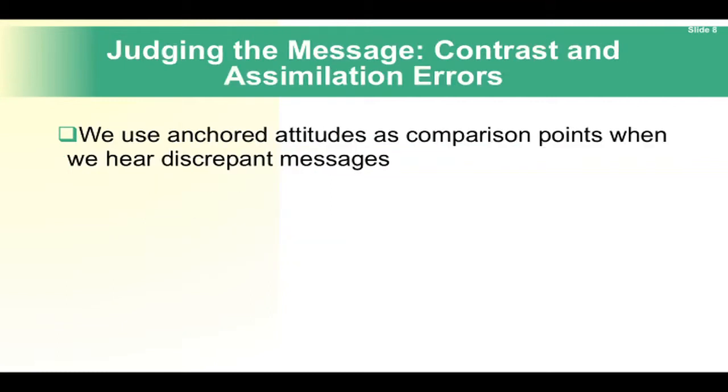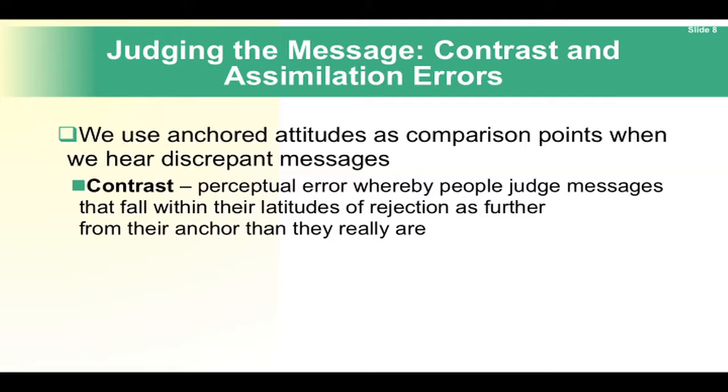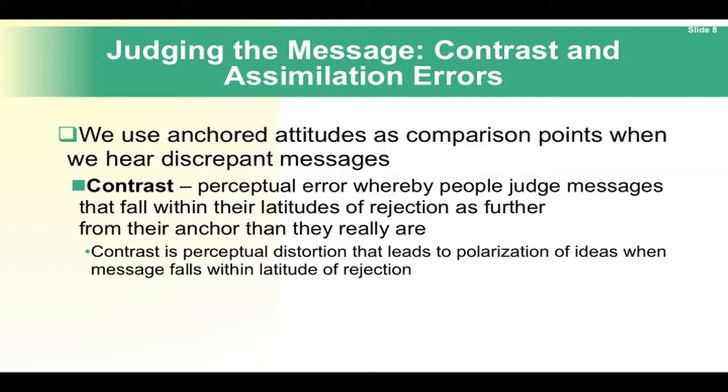Judging the message, contrast and assimilation errors. We use anchored attitudes as comparison points when we hear discrepant messages. Contrast is a perceptual error whereby people judge messages that fall within their latitudes of rejection as further from their anchor than they really are. Contrast is a perceptual distortion that leads to polarization of ideas when a message falls within the latitude of rejection.